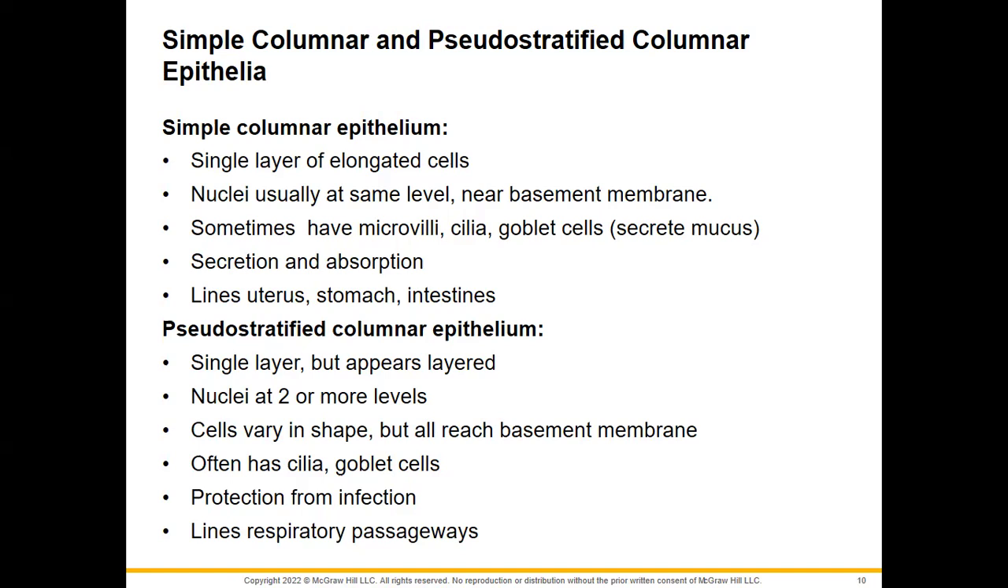Simple columnar epithelial cells are responsible for secretion and absorption. An example of where you find these cells is lining the uterus, lining the stomach, and lining the intestines.